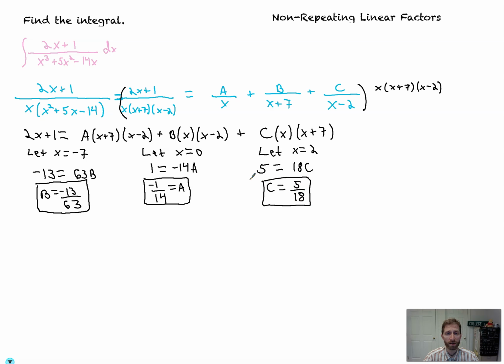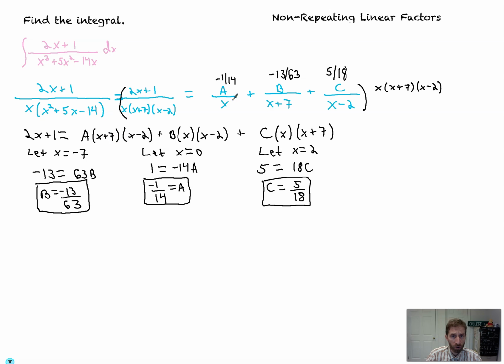But here's the point. A is now negative 1/14. B is now negative 13/63. C is now 5/18. And while it might look like a lot of math, all we are doing here is selecting the x values that will zero these terms out, each of them, and leave us with one of either A, B, or C. And it doesn't matter what you plug in for x, because what you'll be left with is a constant value in the end of the day.